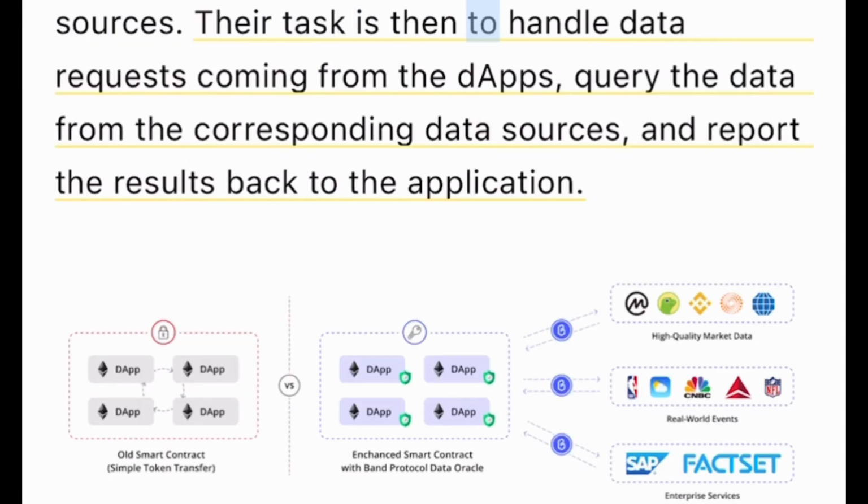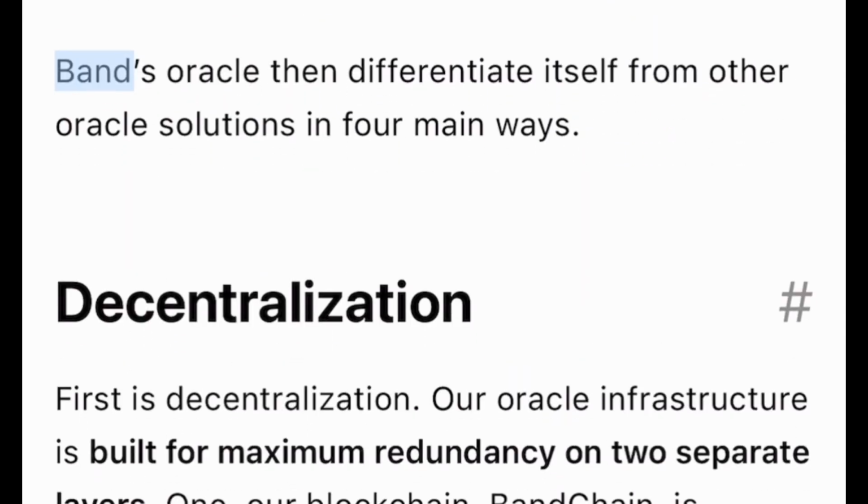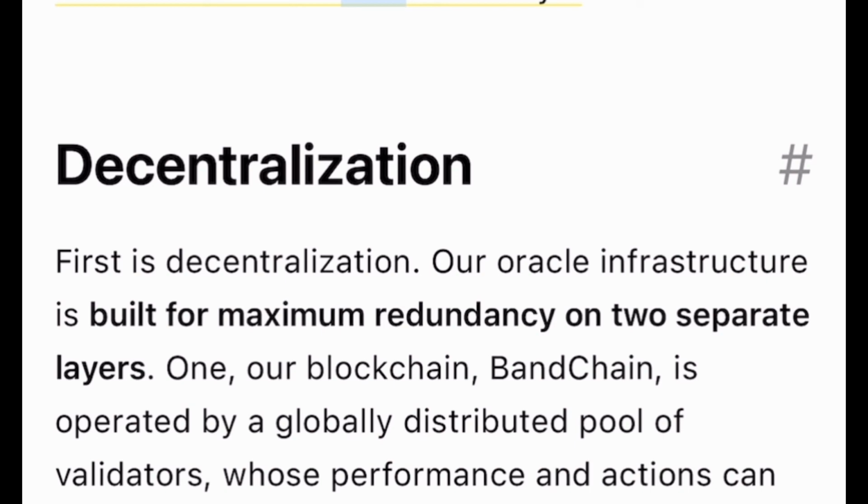Their task is then to handle data requests coming from the dApps, query the data from the corresponding data sources, and report the results back to the application. Oracle as the middle layer. Band's Oracle then differentiates itself from other Oracle solutions in 4 main ways.